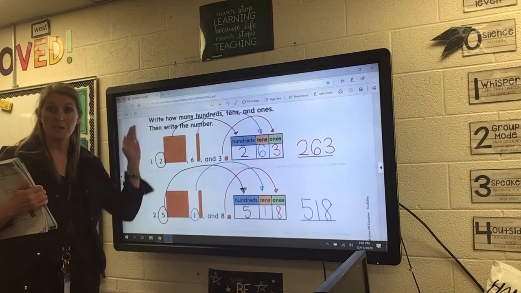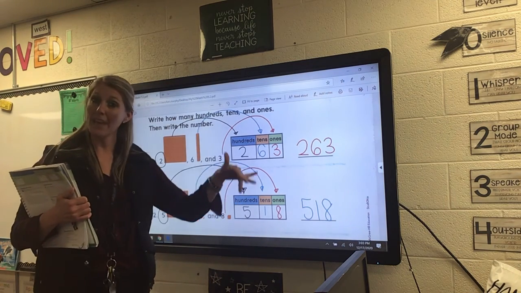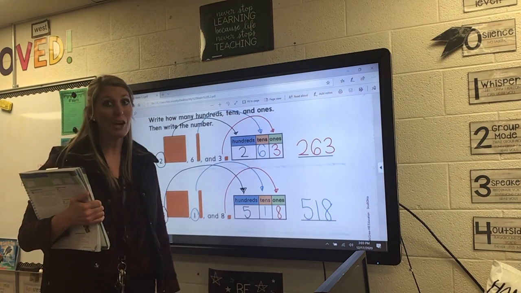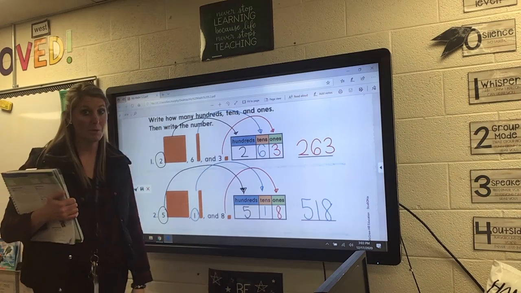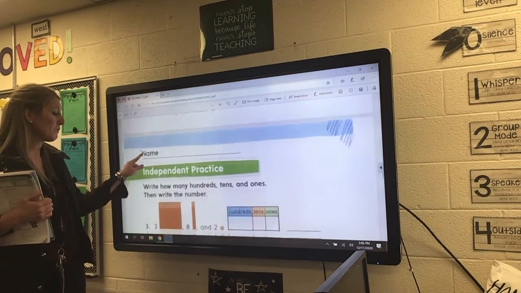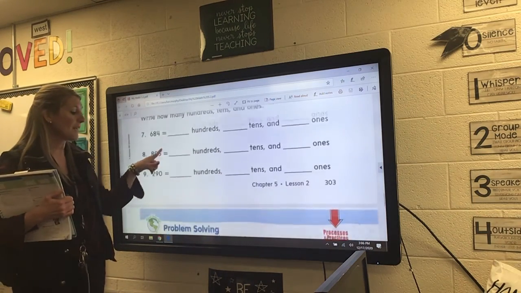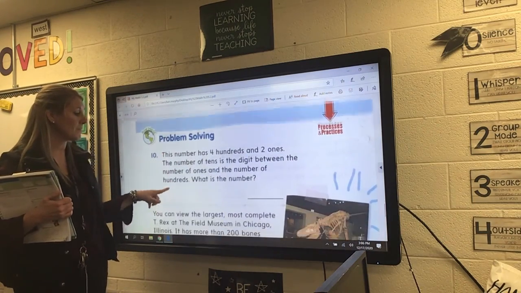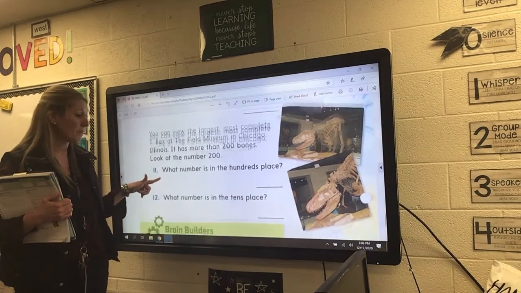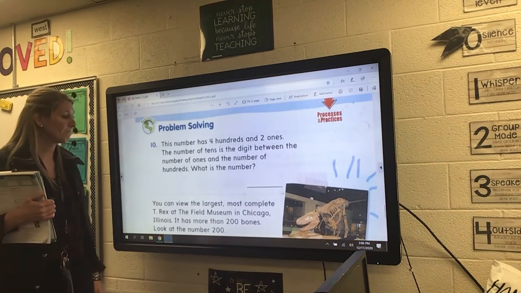Okay, pause the video if you need to catch up on your writing. And it's okay to draw the arrows, because drawing the arrows might help you see and realize the place values. So I encourage you to draw the arrows to help you. All right, second graders, you are gonna do the independent practice in a minute, but before we do that, let's go on to the back page and let's do some problem solving skills. And we will cross off the brain builders, okay? But let's do the problem solving skills first.